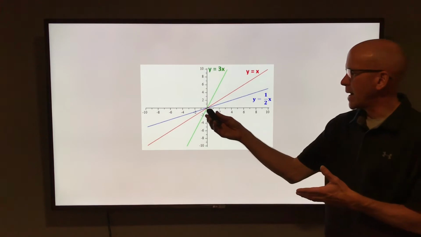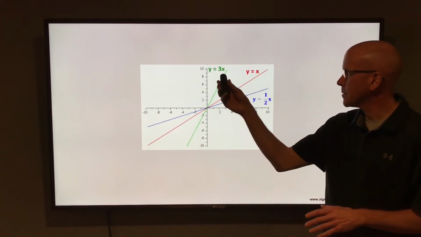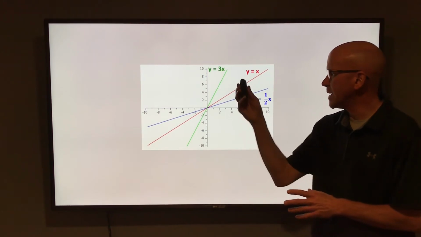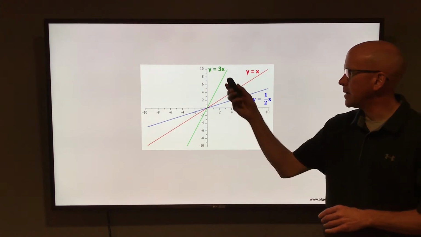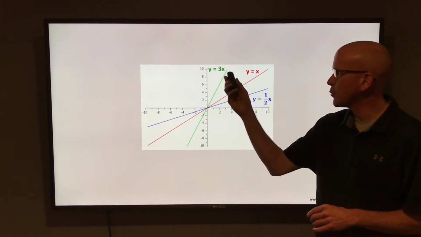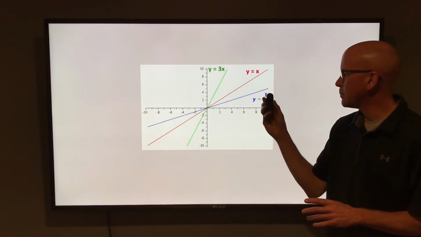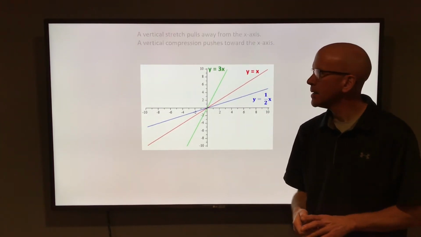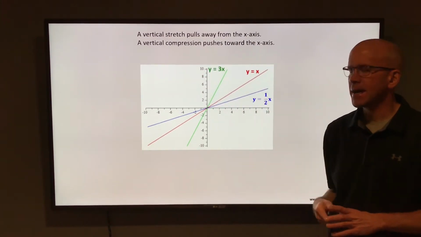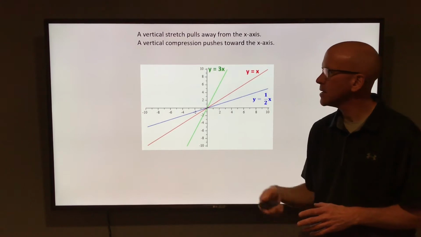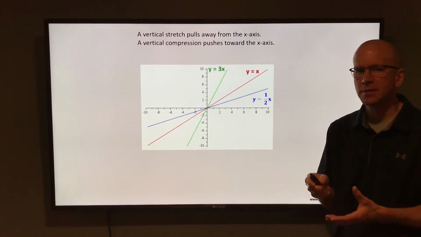So here we have 3 graphs. The parent function is y equals x. That's the parent linear function. These other functions originate from that parent linear function y equals x. Now you can see what's happening here. We're multiplying from red to green. We're multiplying the y value by 3. And from red to blue, we're multiplying the y value by 1/2. A vertical stretch pulls away from the x-axis. A vertical compression pushes toward the x-axis.